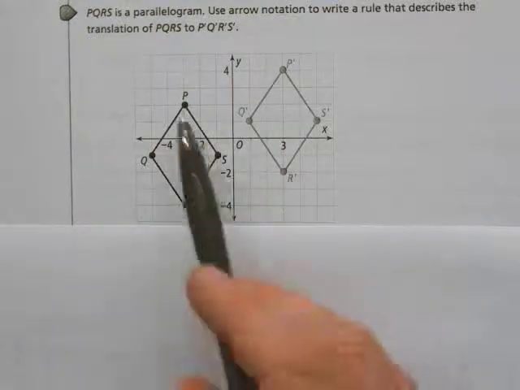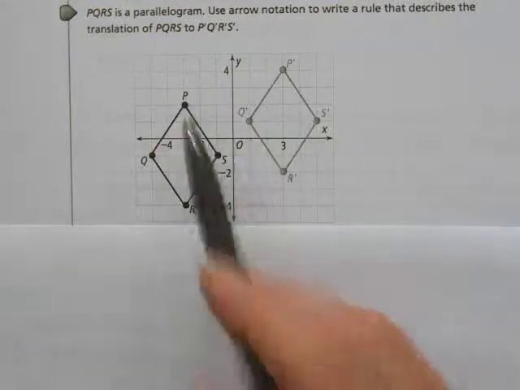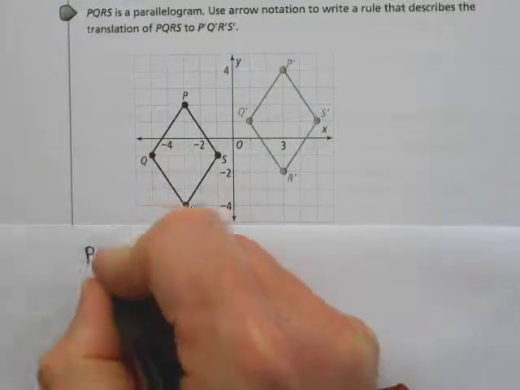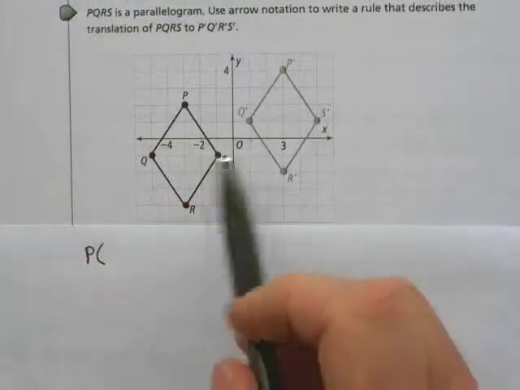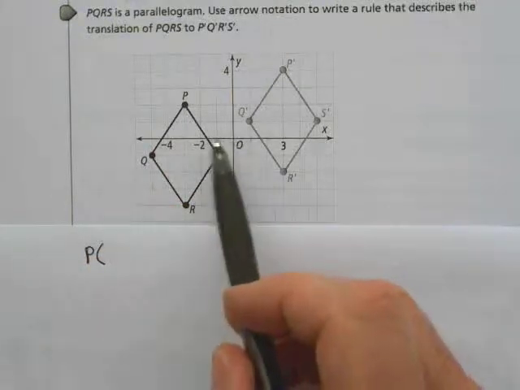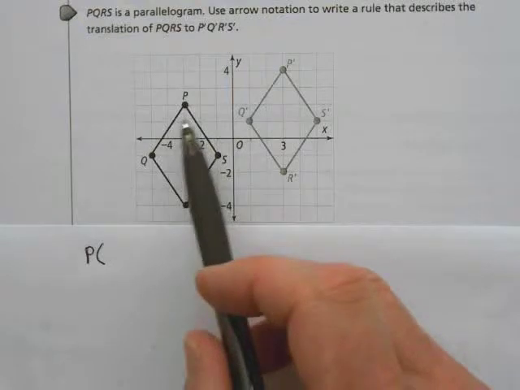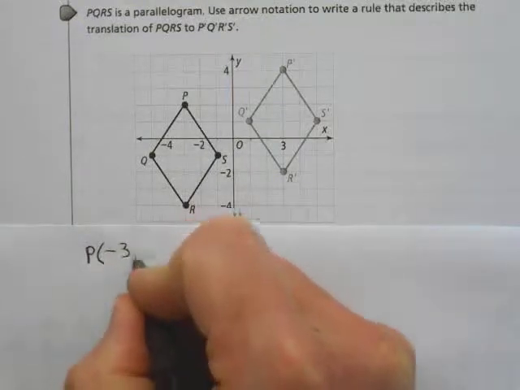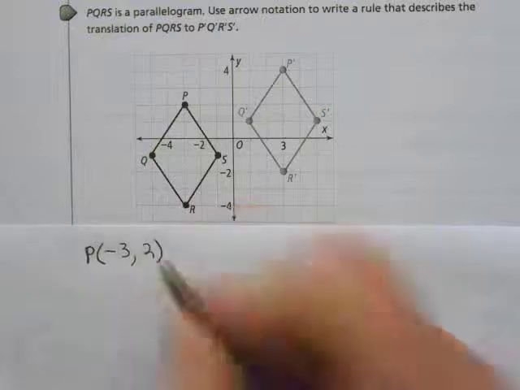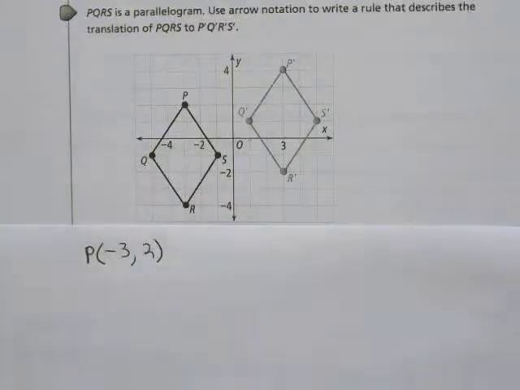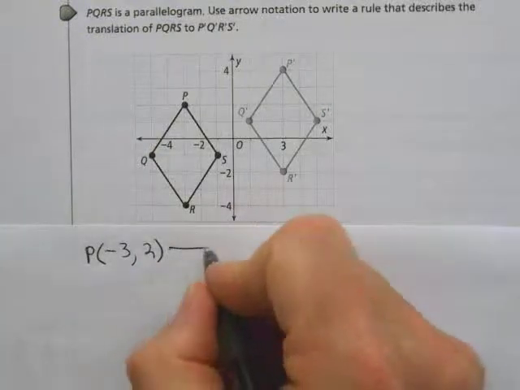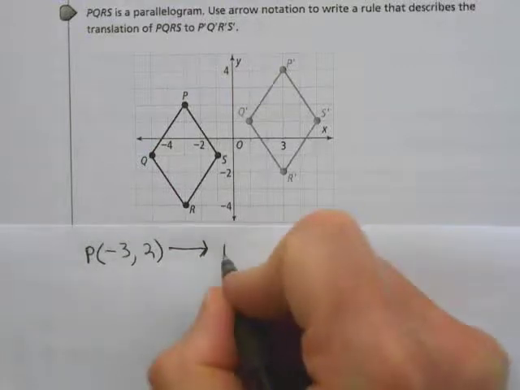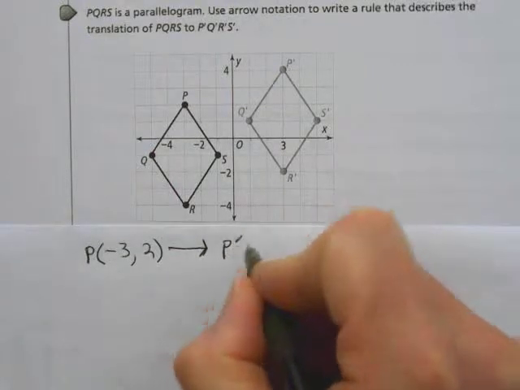And I'm going to use point P. So point P, let's start with that, or vertex P. There's my P. And where am I? I am -1, -2, -3, 1, 2. So that location is (-3, 2). And here comes the arrow notation. I'm using an arrow to show I'm moving, hence the arrow, to P prime.